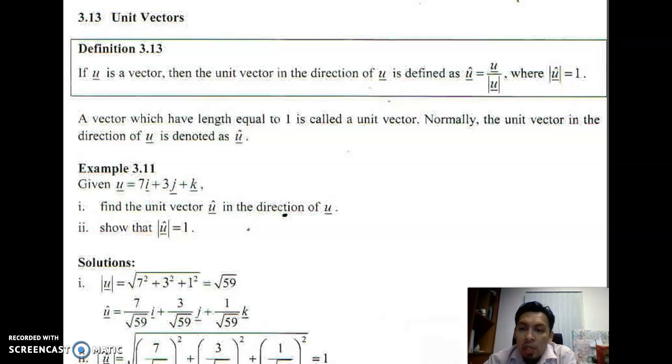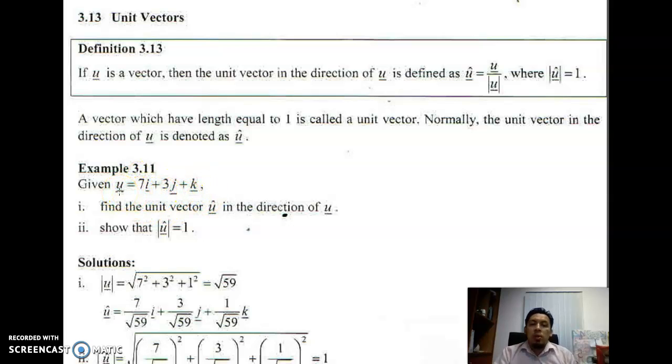If you look at this example, currently the vector here is 7, 3, 1. It's just that instead of putting it in a pointy bracket, they put it in the form of an equation like this. We still read it the same. We have x is 7, y is 3, and 1 is for z. And this is the vector u.